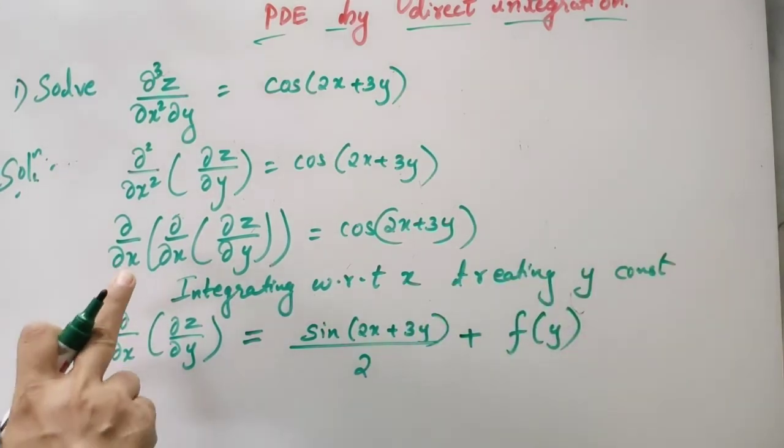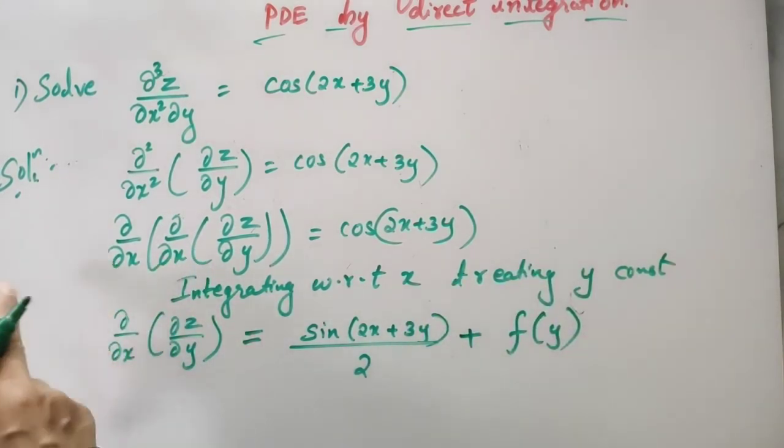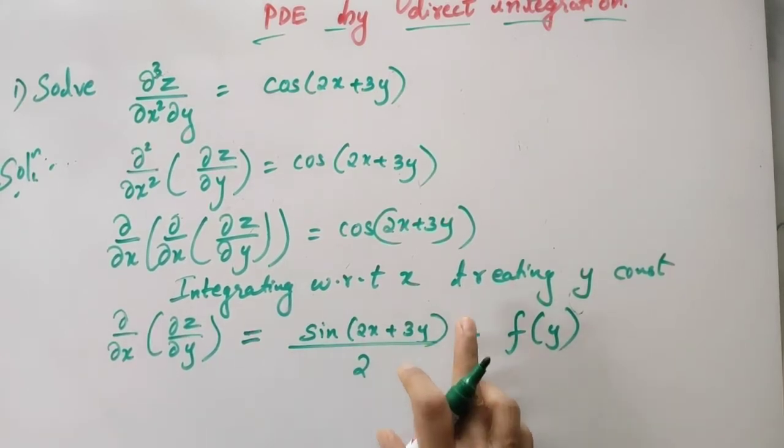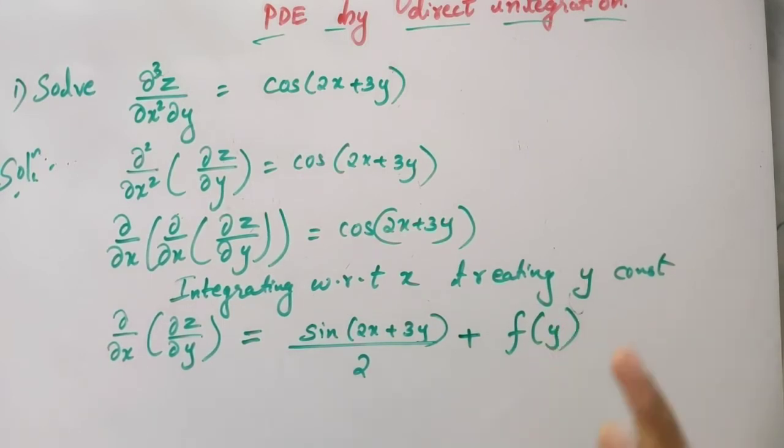So if you integrate the left hand side, one of it will get cancelled. You have only ∂/∂x of ∂z/∂y is equal to integration of the right hand side. Integration of cos is sin(2x+3y) divided by 2, the coefficient of x. 3y is constant, you don't have to do anything. Plus, instead of writing any arbitrary constant, you are going to take an arbitrary function of y, f(y). I hope the point is clear to you.